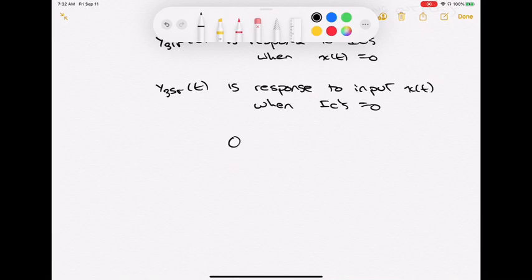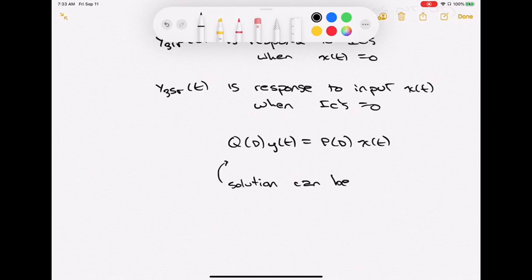We have a differential equation, Q of D acting on y of t being equal to P of D acting on x of t. And we know that the solution to this can be expressed as y of t being equal to y zero input response of t plus y zero state response of t.